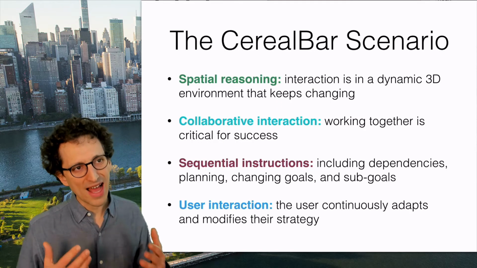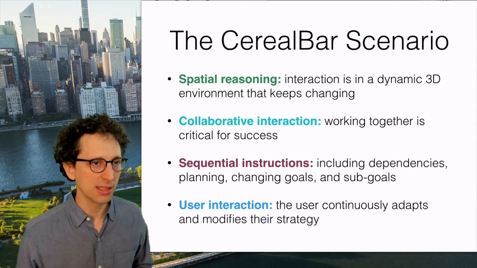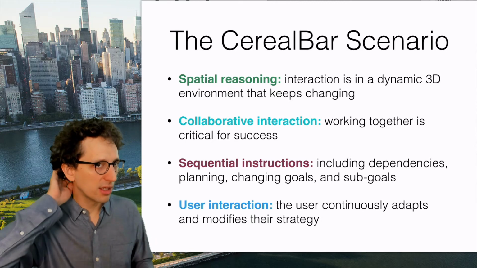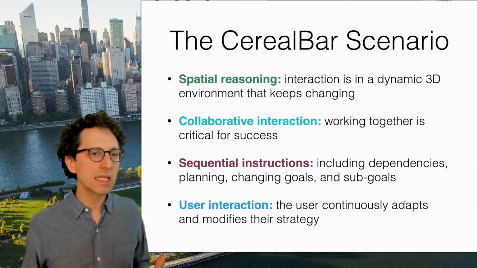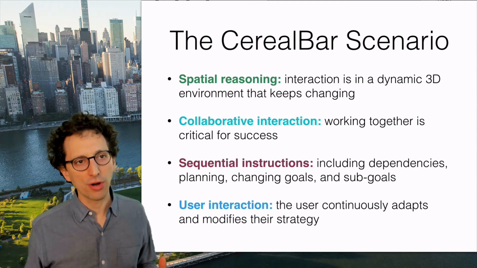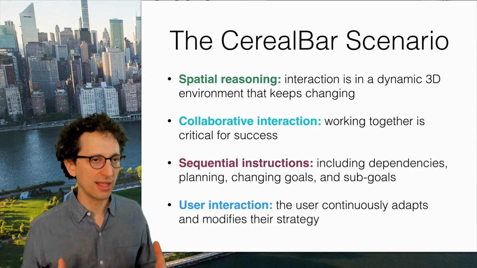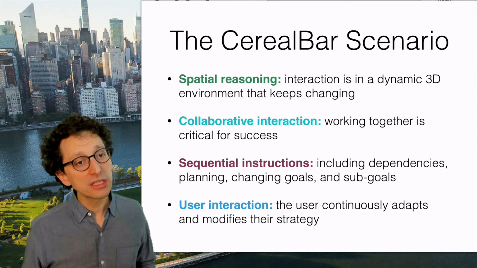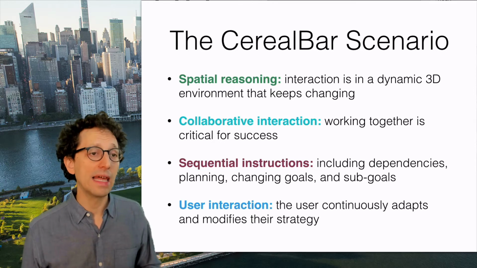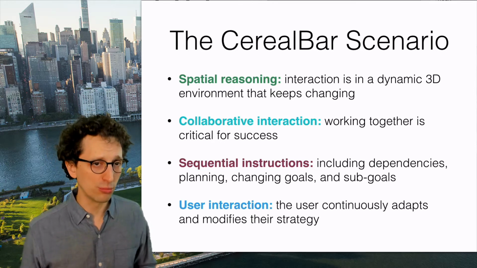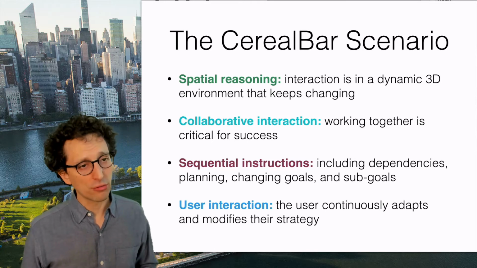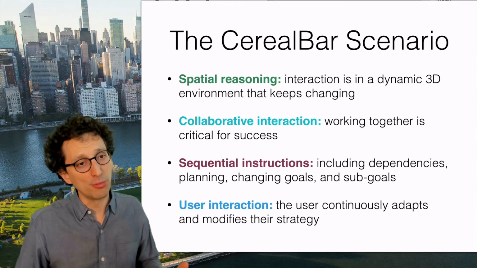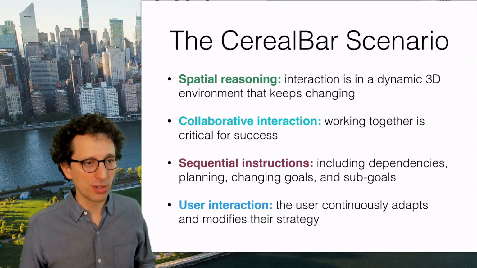Okay, so the CerealBar scenario emphasizes 4 important aspects of natural language understanding in interaction. It has spatial reasoning, so the interaction is happening in a dynamic 3D environment that keeps changing. It's a collaborative interaction, so it requires the 2 players to work together, and this is really critical for success. There are sequential instructions here, and this includes dependencies between them, planning, changing goals, and instructions that include multiple sub-goals. And there is user interaction. So the user continuously sits in the interaction and interacts with the system. They observe what the system does, and they continuously adapt and modify their strategy.